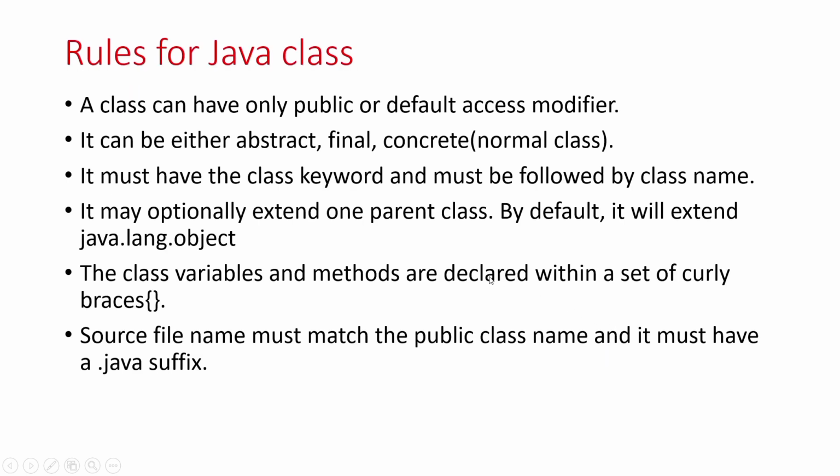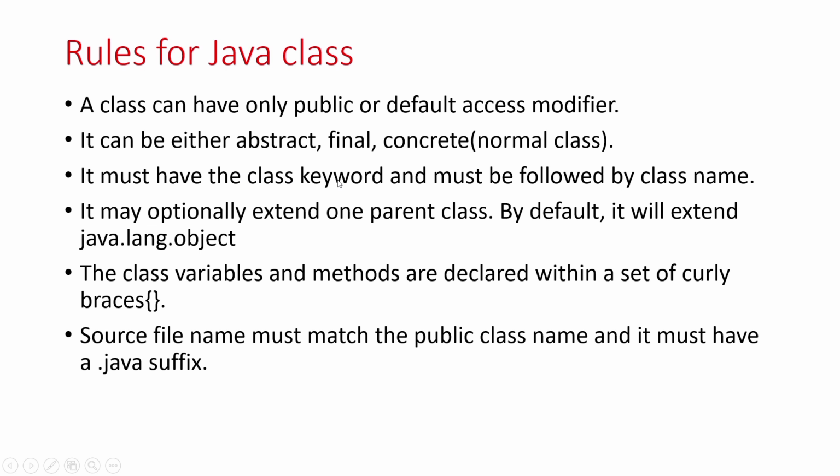So, rules for a Java class. A class can have only public or default access modifier. Public access modifier means it is accessible to all. Everyone can access it. But default access modifier means no access modifier. It can be either abstract, final, or concrete. These are the types of classes, that is abstract, final, and concrete. We will see the detail in the next videos. For now, just understand that in Java there is an abstract class, final class, and the concrete class.